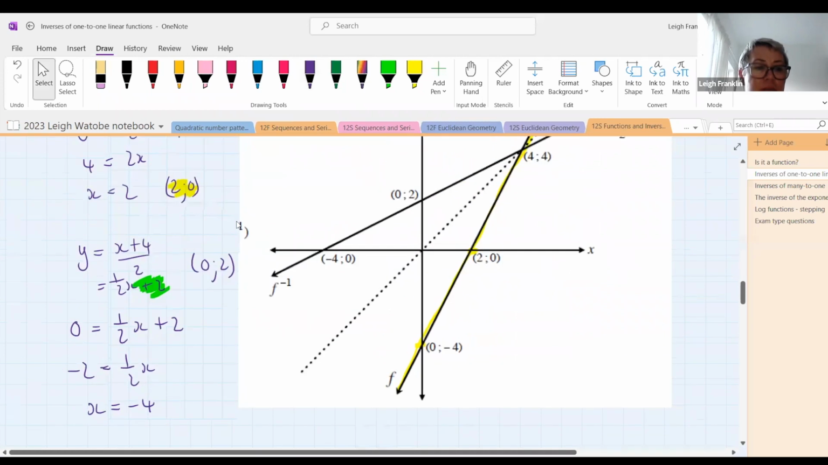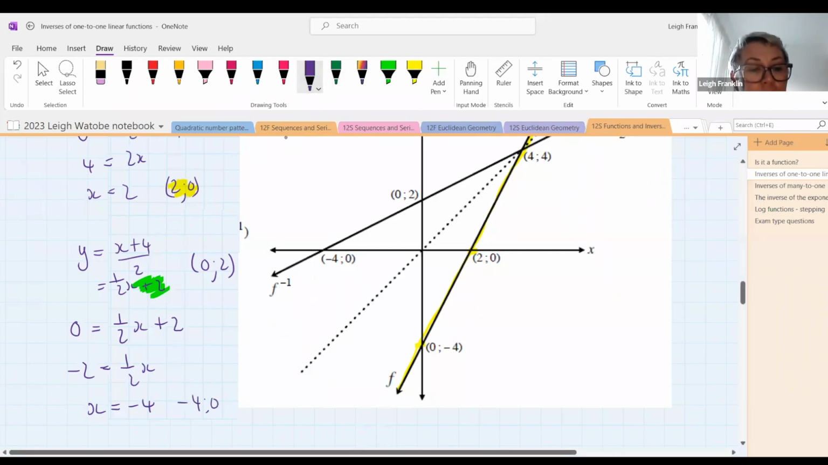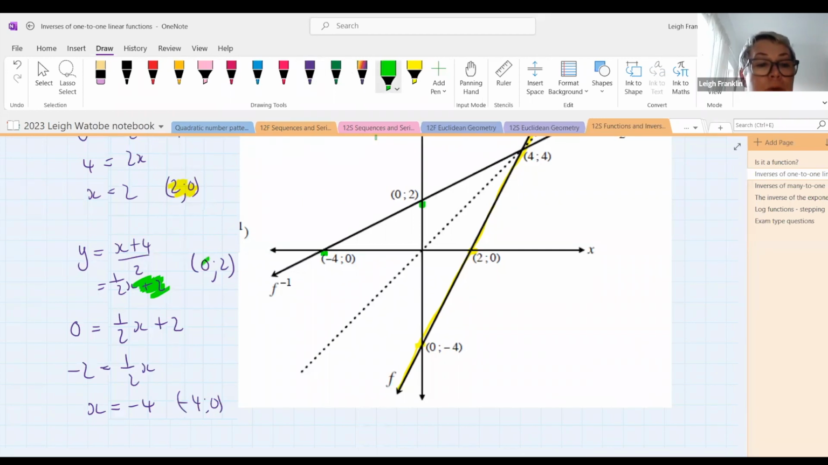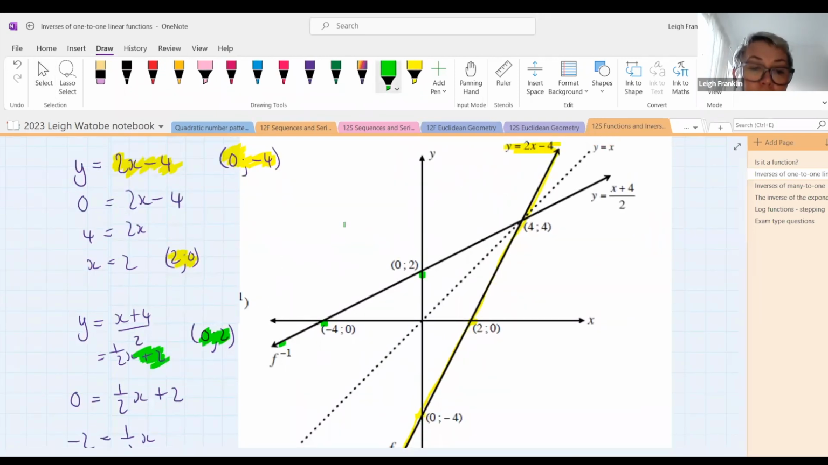I want to point out something to you, but I'm just going to sketch this graph first. So there is my x-intercept at -4 and 0. So that is this point over here, 0 and 2, that point over there. Let's just highlight them in green as well. Grab a ruler, connect the dots. Label my line.